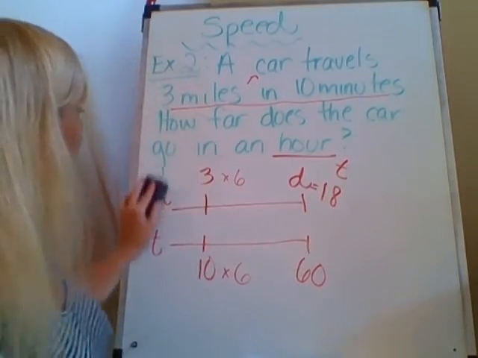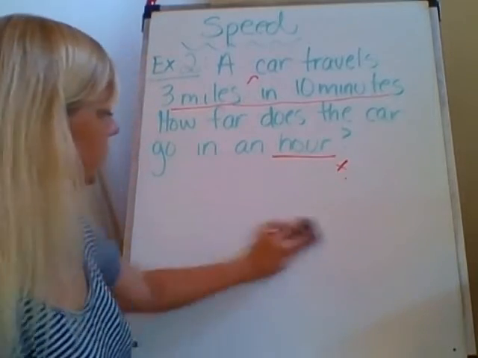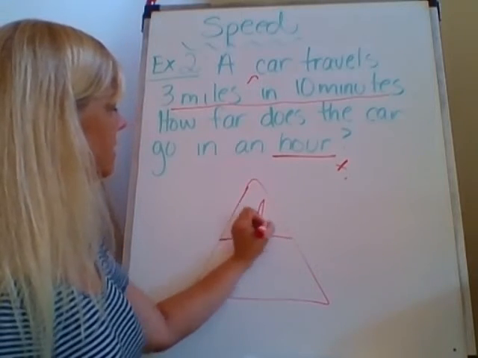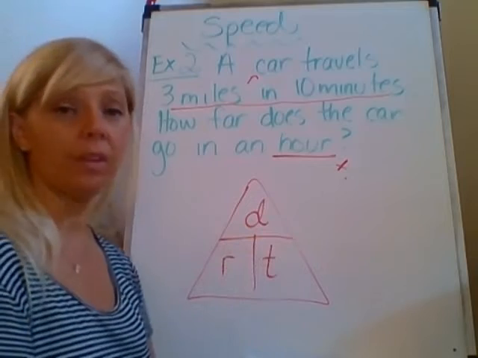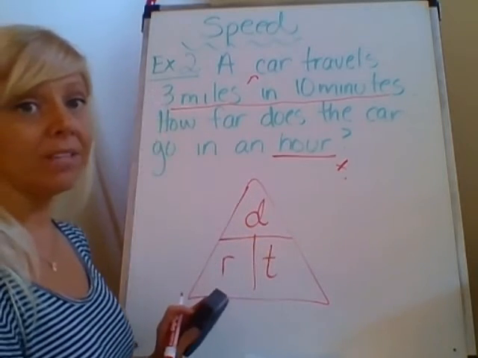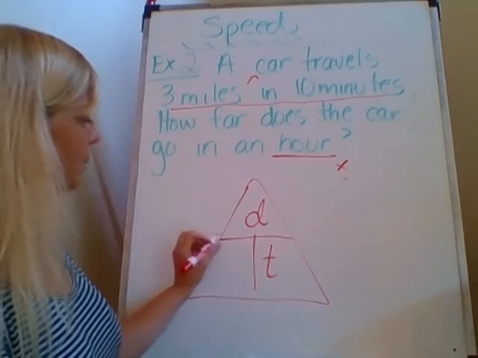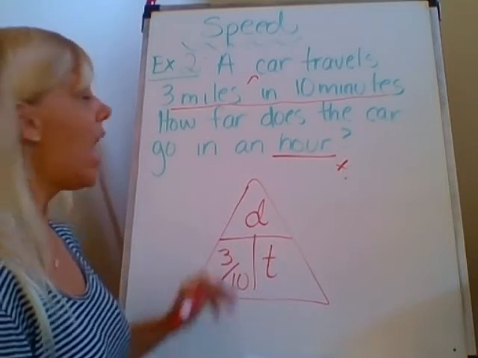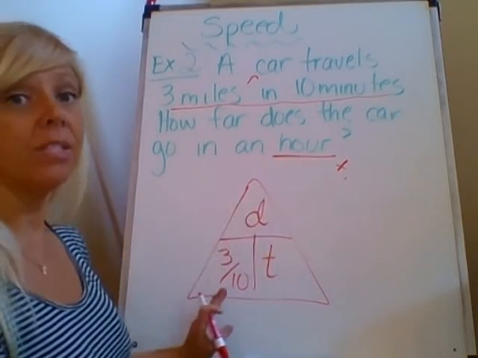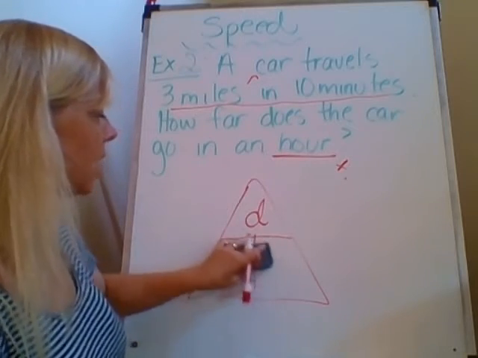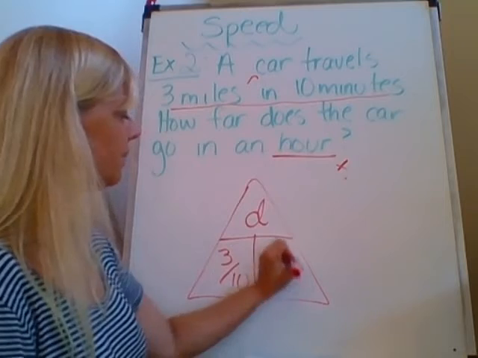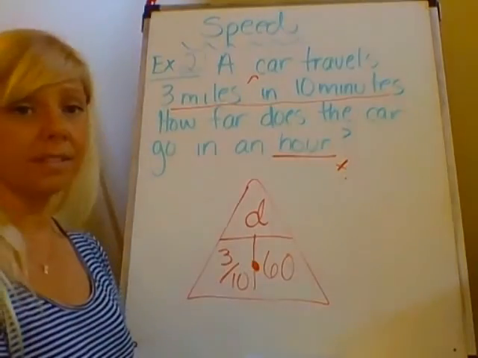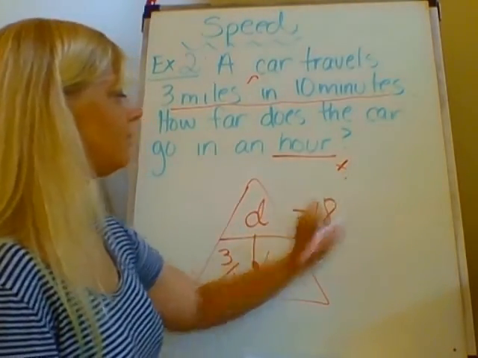Okay, let me show you with the pyramid. Again, we have distance and then rate and time. I know my rate. My rate is 3 miles, 10 minutes. So I need to put that as a ratio. So I'm going to put 3 to 10 because that's my ratio. I know my time is an hour. Now, since this is in minutes, I need to convert my time into minutes as well. So this is going to be 60. So now how do I find my distance? I use 3/10 times 60, and I'll end up getting 18 again.